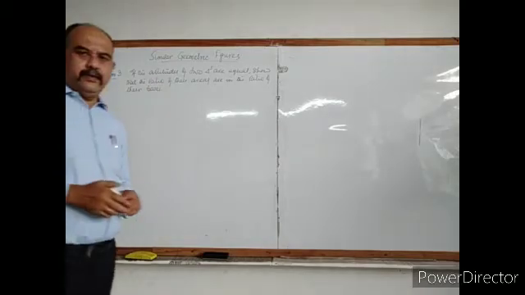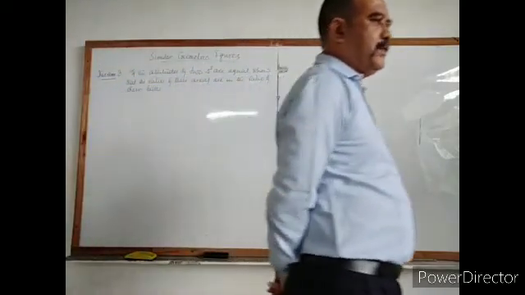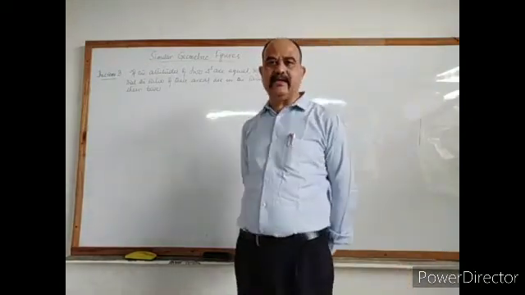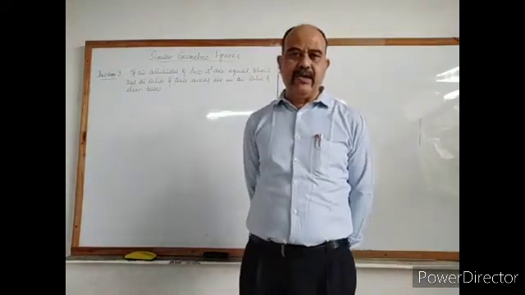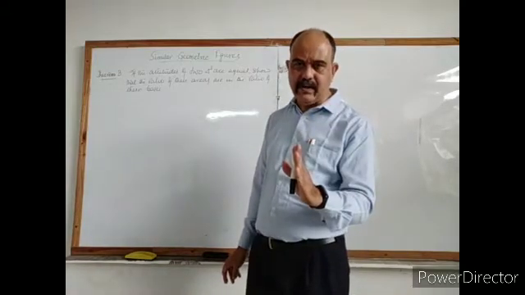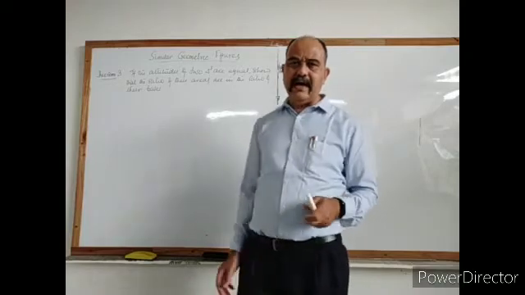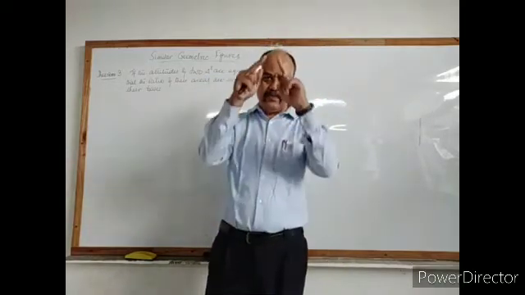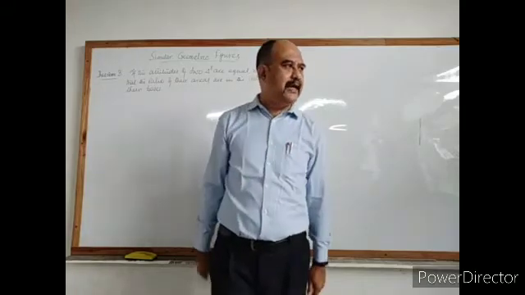Before that, you have to know about the altitude, recollecting what we have done in class 7. Altitude is a line drawn from the vertex and is perpendicular to the opposite side. So in a triangle, you will be getting three altitudes.